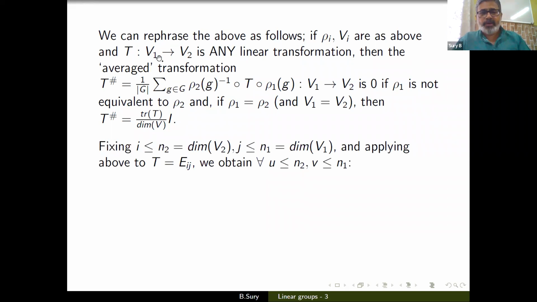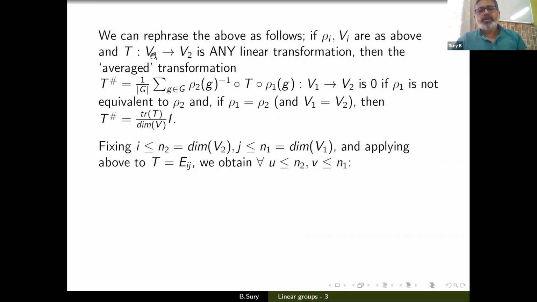So we have V1 of dimension n1, V2 of dimension n2. Let's take any i, fix i less than or equal to the dimension of V2, and j less than or equal to the dimension of V1. What am I doing? I'm going to apply this to certain T's, because I started with any T here, right? So what T am I starting with?